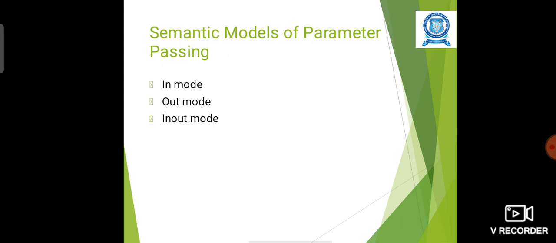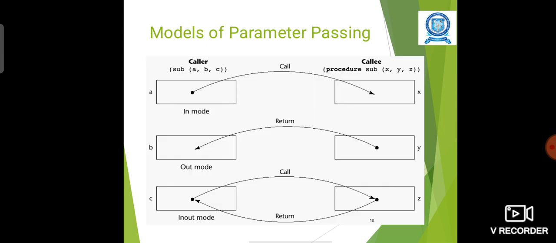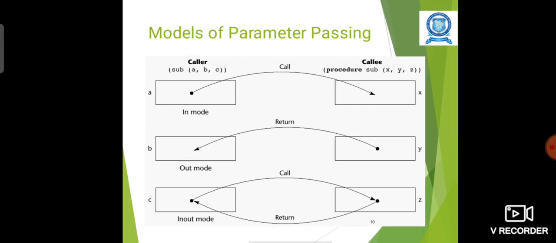Semantic models of parameter passing. There are three models: in mode, out mode, and in out mode. In mode means the caller calls the callee. Out mode means what happens after the execution of the callee. For example, our callee procedure is procedure sub(x, y, z), having three formal parameters, and the corresponding actual parameters are a, b, c.